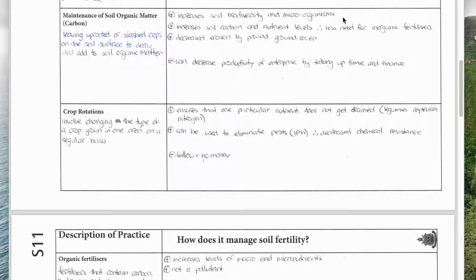And you'll remember from an earlier dot point on nitrogen cycle that microorganisms really are the things that do all of the nitrogen cycle, that transfer nitrogen from one form to another. So it's really important that you have lots of healthy microorganisms in your soil. Increasing soil carbon and nutrient levels also decreases your need for inorganic fertilizers, which are unsustainable in the long term. And you also get decreased erosion by having more ground cover over the soil as well.